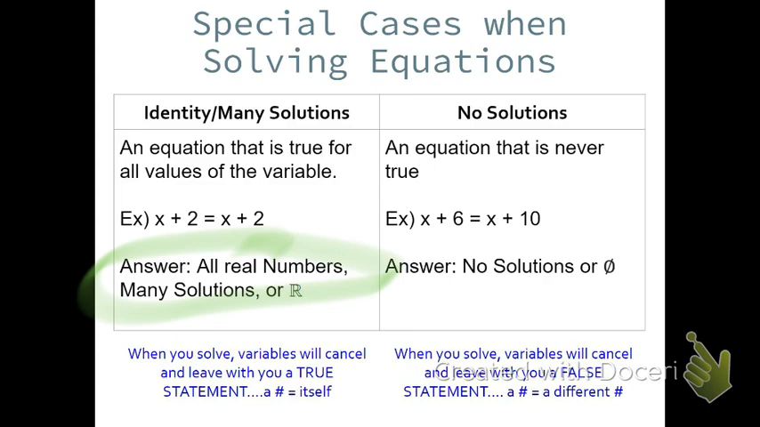Or maybe when you solve the problem, instead of getting a true statement, something like 4 equals 4, you'll get a false statement, like 4 equals 5. That means there's no solution. It doesn't matter what you plug in for x, you're always going to get a false statement. When that happens, you're going to say no solution, or use this special symbol, like a 0 with a slash through it, which means no solution. Or you can also write the empty set, which is a set of curly brackets with nothing inside of it.